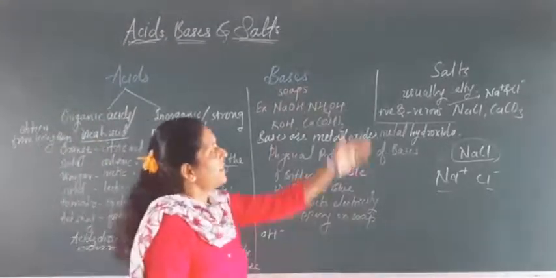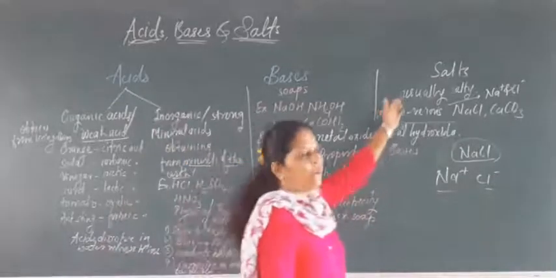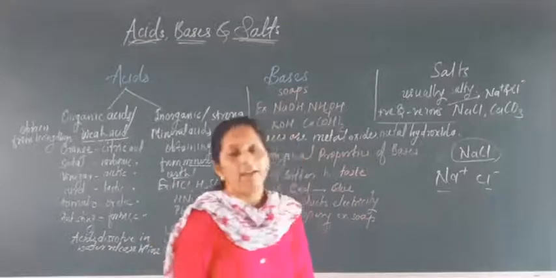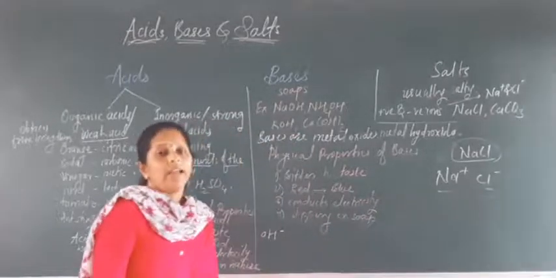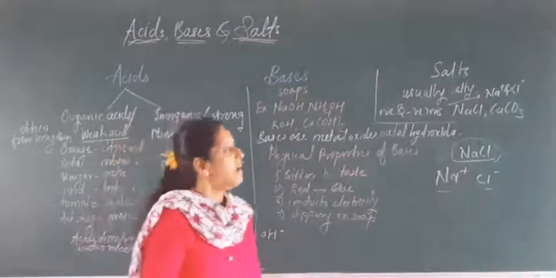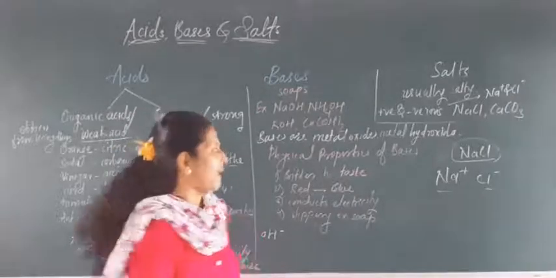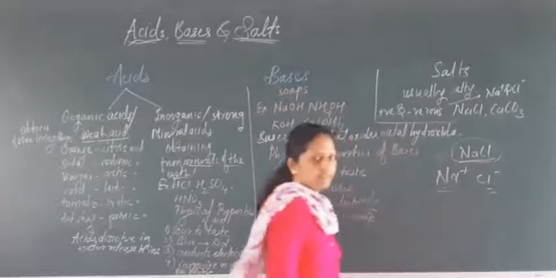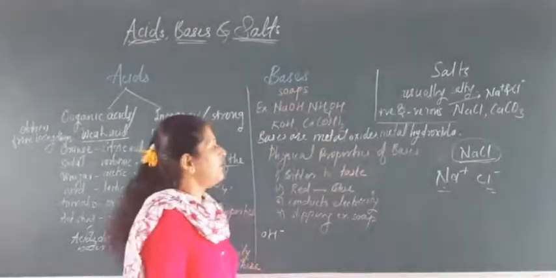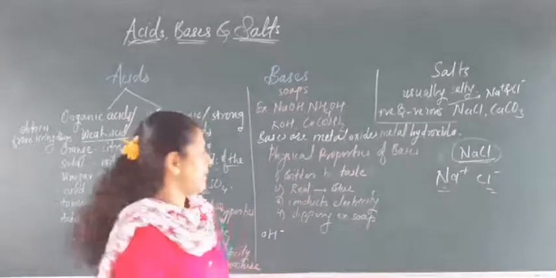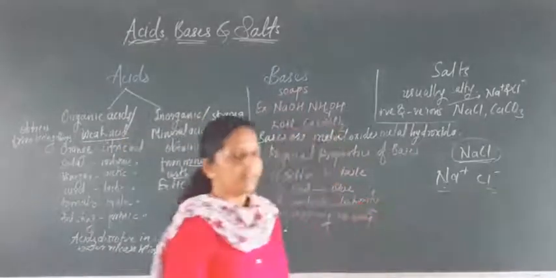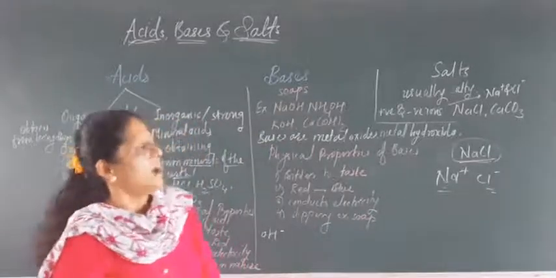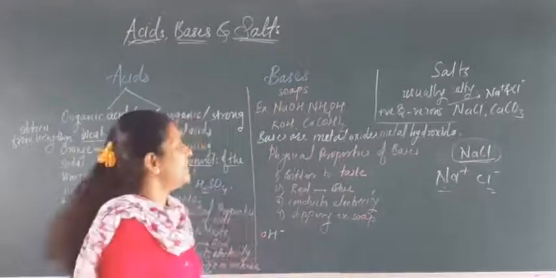Next, about the salts. Usually salts are salty to taste, and when they dissolve in water, they release positive and negative ions, like cations and anions. NaCl, if you are taking Na plus and Cl minus, when it dissolves in water, it releases the ions, cations and anions, that is the positive and negative ions. They are all salts, like sodium chloride, calcium carbonate, ammonium chloride. All these are called salts.